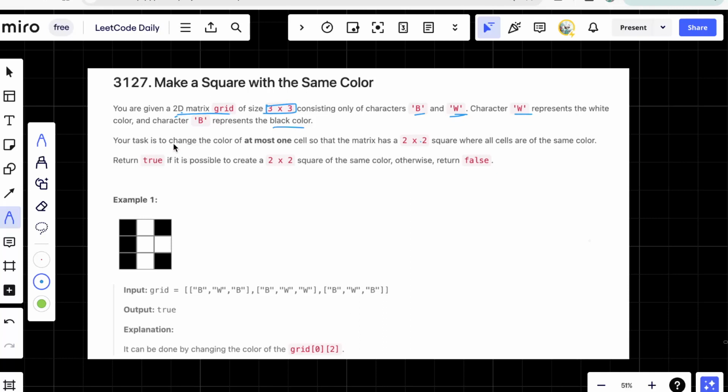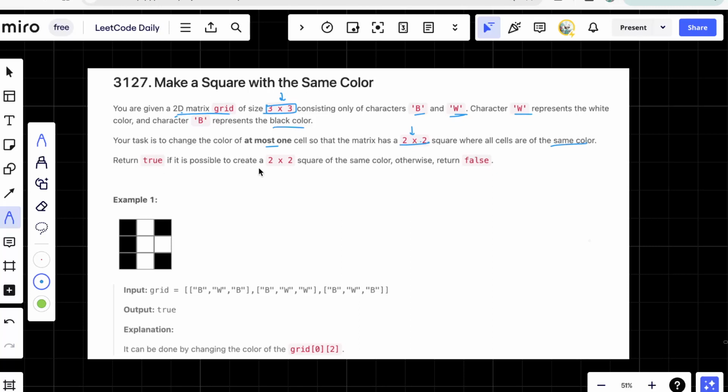And our task is to change the color of at most one cell so that the matrix has a 2 cross 2 square where all cells are of the same color. Okay. All right. So inside of this 3 cross 3 grid, we want to locate a 2 cross 2 grid which has all the cells colored same except for one, right? We have the liberty to change the color of at most one cell, such that we get a 2 cross 2 square grid where all the cells are of the same color, okay?